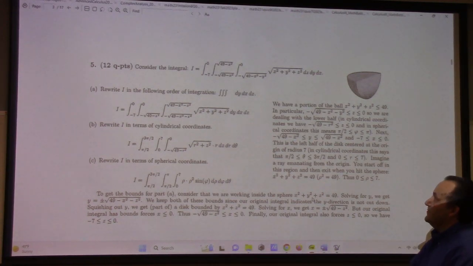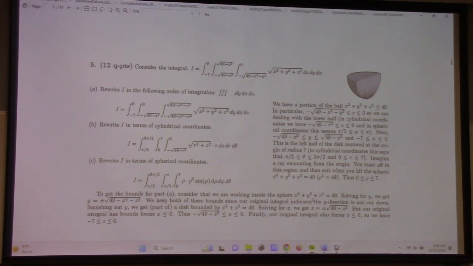In the original problem, the inside integral is concerning dz, right? So we've got 0 above z, and minus the root of 49 minus x squared minus y squared below z. That means we're in the lower half of a ball of radius 7, centered at the origin from the look of it. If you set z equal to the square root of 49 minus x squared minus y squared, you get x squared plus y squared plus z squared equals 49, which is a sphere of radius 7. Well, it's a ball, I should say. So you're in the lower portion of a ball.